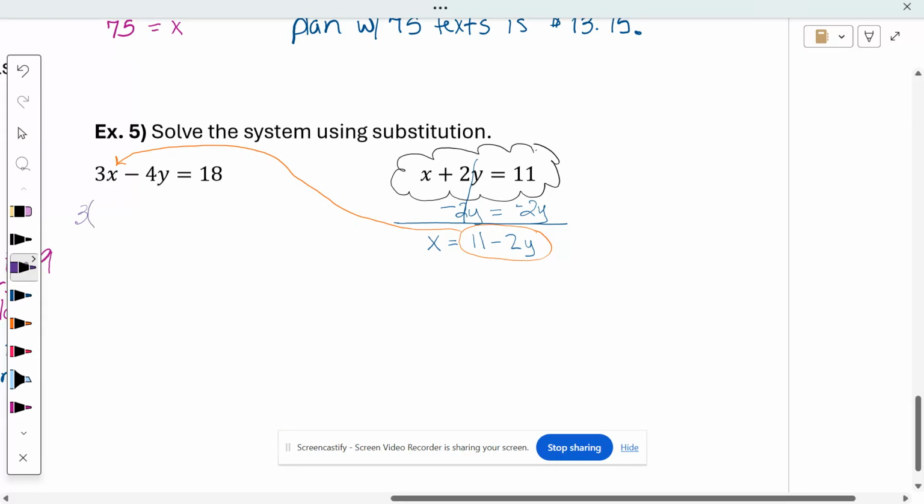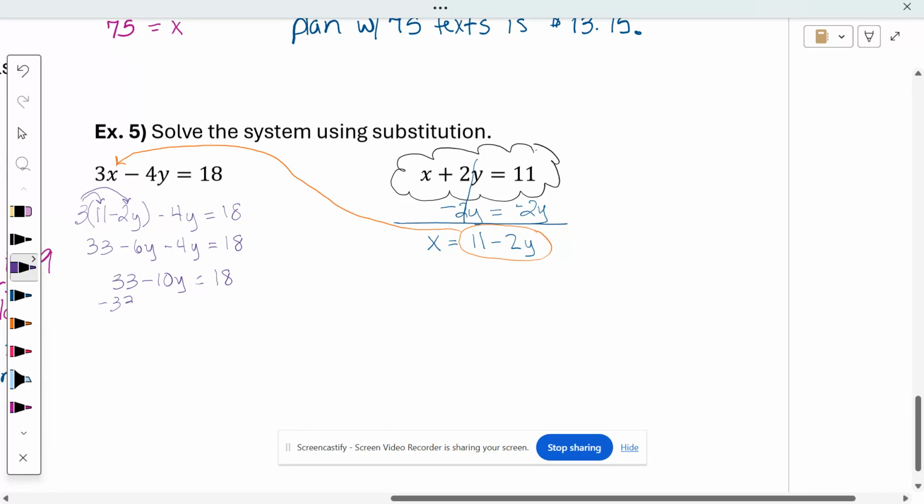So 3 times x, which is really 11 minus 2y, minus 4y equals 18. So I have to distribute in order to get rid of this parenthesis. So 3 times 11 is 33. 3 times negative 2y is negative 6y. Minus 4y equals 18. So I'm going to combine my like terms. I have 33 minus 10y equals 18.